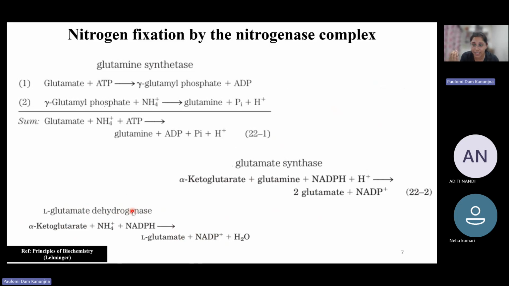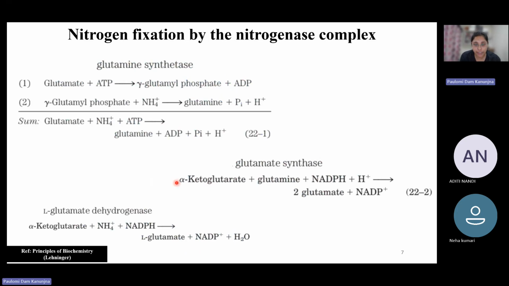If you don't have one enzyme, make use of another enzyme, but the ultimate compound has to be L-glutamate, and that is what is important for us to understand: L-glutamate is the final product that is utilized for production of different metabolites. Okay, right.